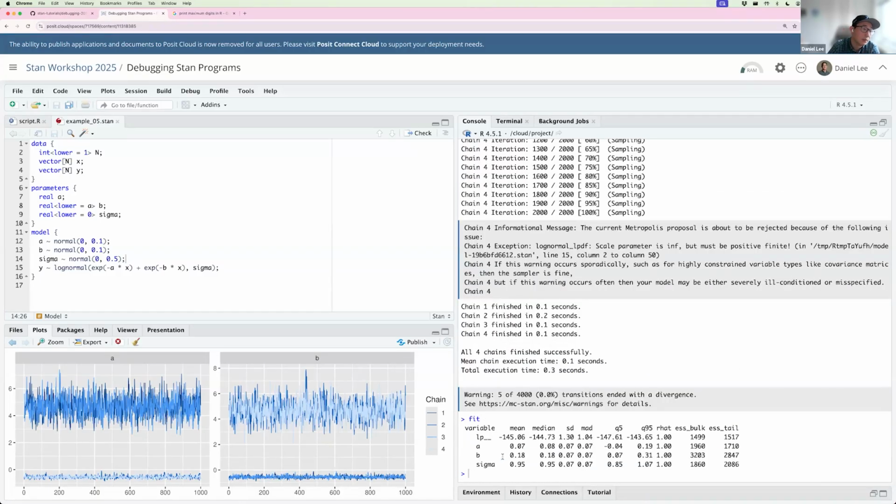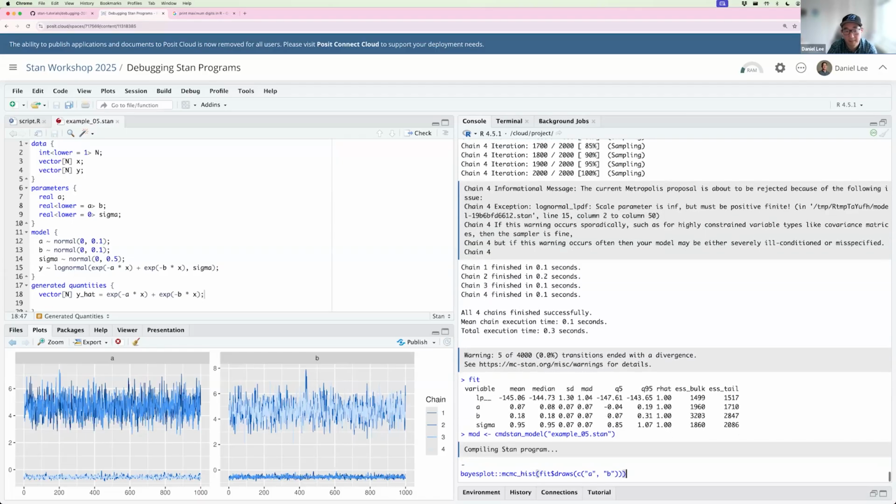All right, here the numbers are positive, but if you look, let's see, generated quantities. I'm pretty sure this is going to work out just fine.